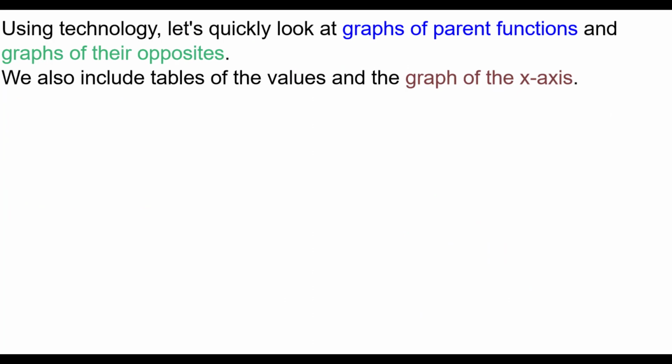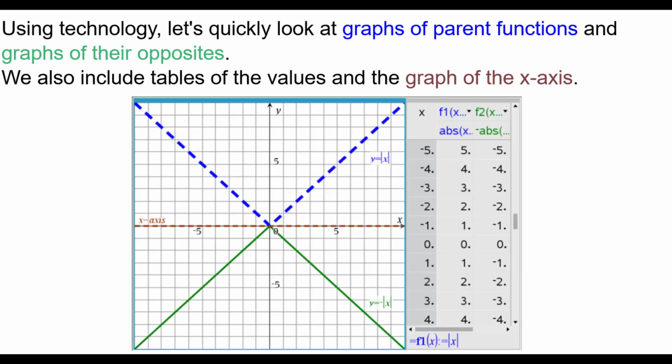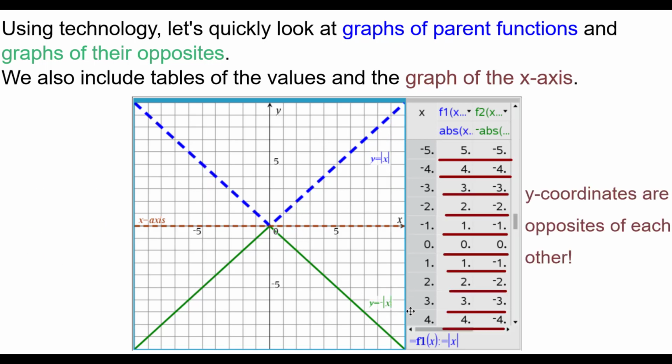So using technology, we're going to quickly look at some graphs of parent functions and graphs of their opposites. And we're also going to include tables and the graph of the x-axis to look for patterns. So here we have the graph of y equals the absolute value of x in dashed blue, its opposite in green, and we also have the table in blue here as the absolute value table, and in green, and they have the same x-coordinates. So you'll notice that these two graphs are reflections about the x-axis, mirror images about the x-axis, and that they have the same x-coordinates, but opposite y-coordinates in every case here.